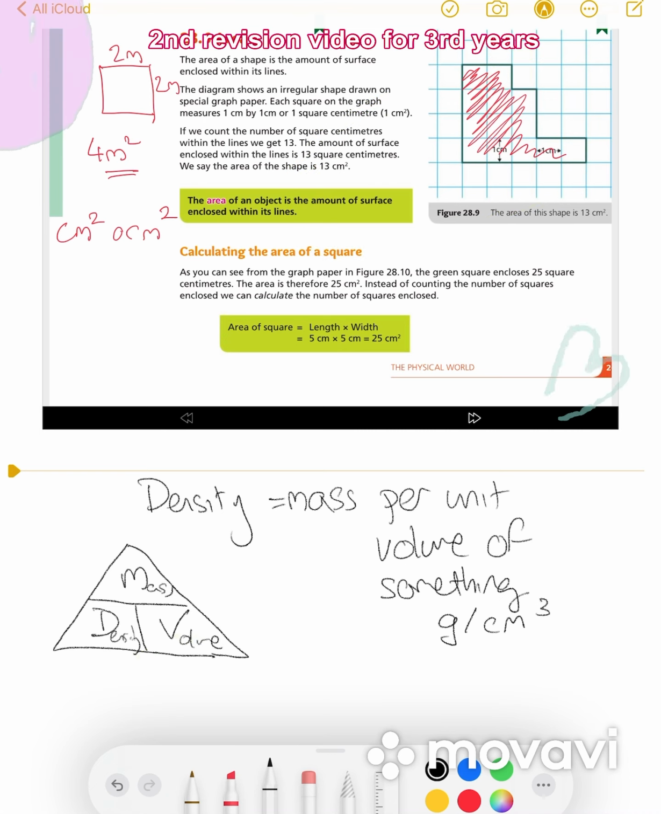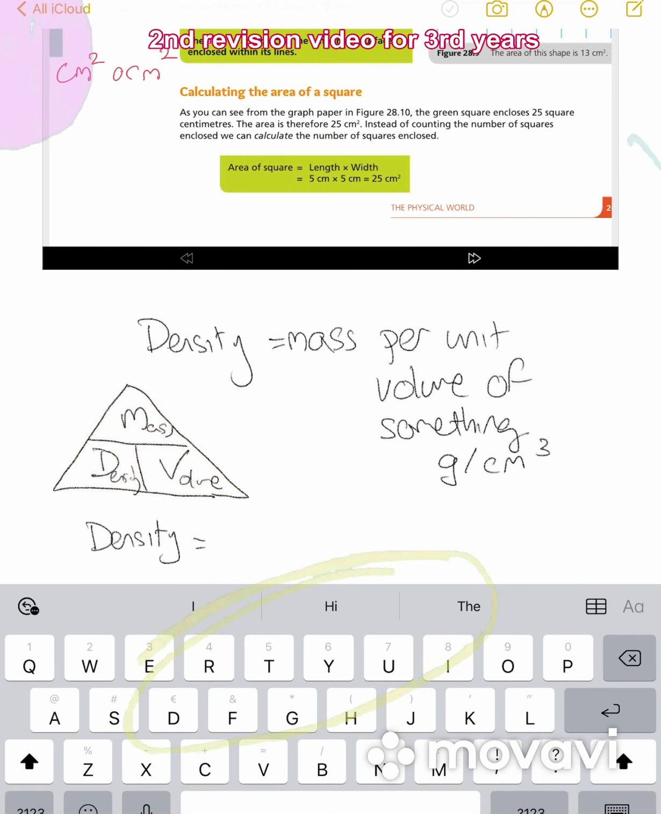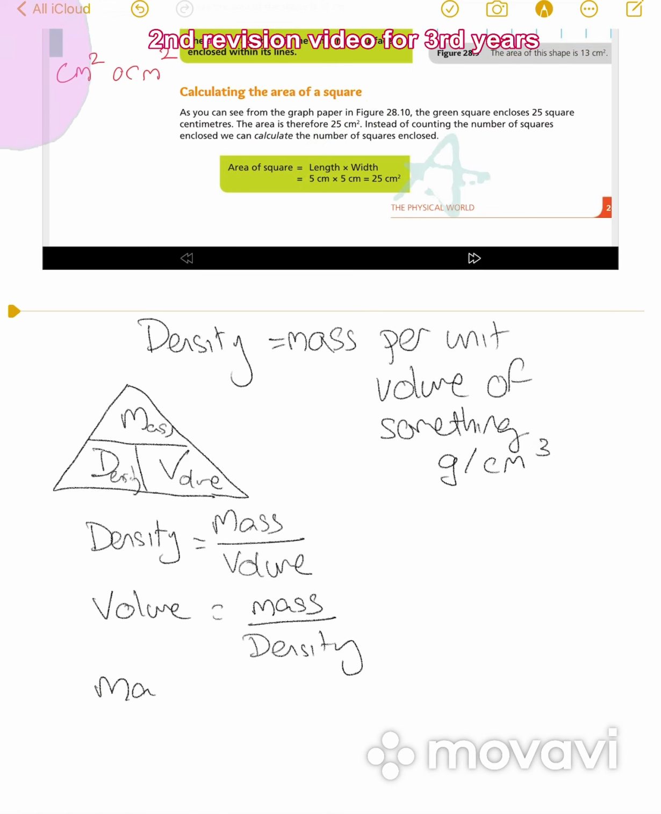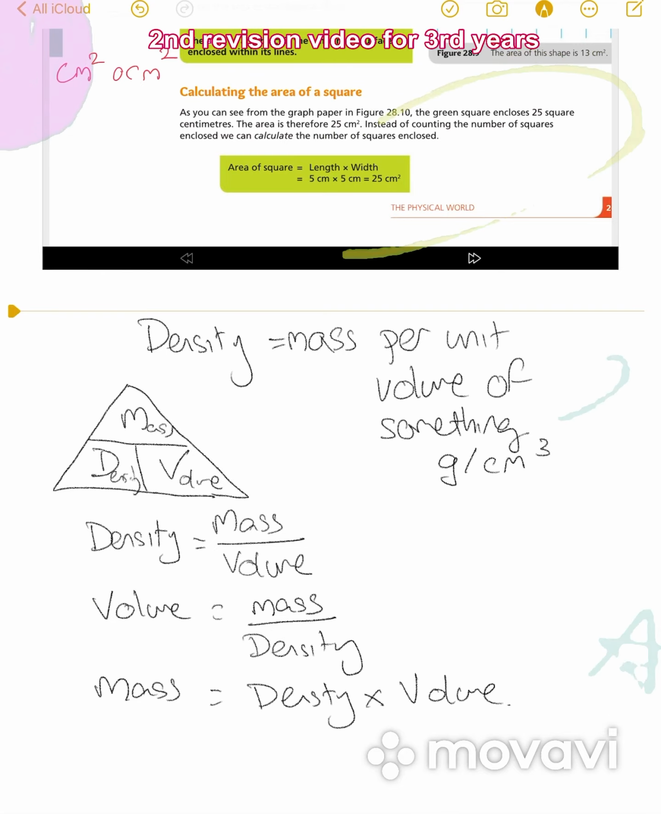So let's have a little look how you use this triangle, okay? Remember, you take your finger and you cover over the bit that you want. So if we want density, we cover over that, and that is equal to mass over volume. If they're over each other, it's divide by, okay? If we were looking for volume, we cover over volume, and it's mass over density, so that means divide by again. And if we were looking for mass, we cover over mass with our finger, and it is density multiplied by volume, because they're beside each other in the triangle. So that's how we use our triangle here, okay?